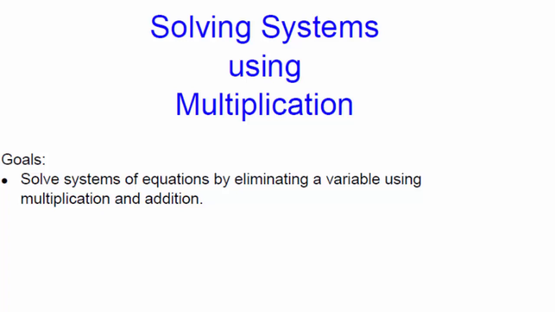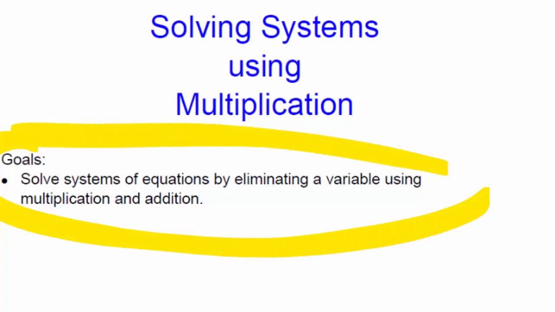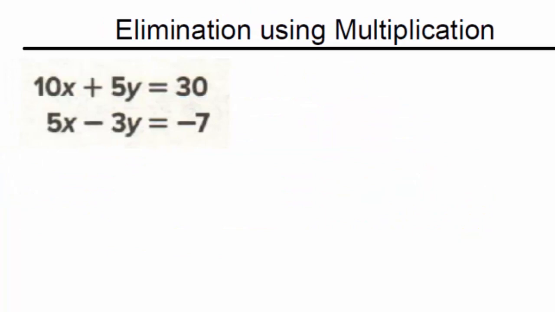Okay, for this next video, we're going to talk about solving systems using multiplication. So you can see by our goal down here that we want to solve systems of equations by eliminating a variable using multiplication and then addition. So you're actually doing two things here. You have to multiply, then you're going to follow that up with an addition. Okay, so elimination by using multiplication.